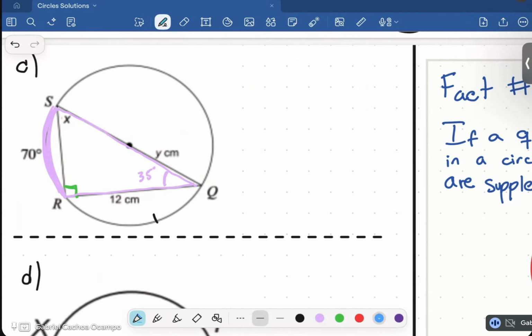And now, because I have also inside of this right triangle, I have 90, 35. So x is just 180 minus 90 minus 35. 90 minus 35, that is 55. So this one measures 55.